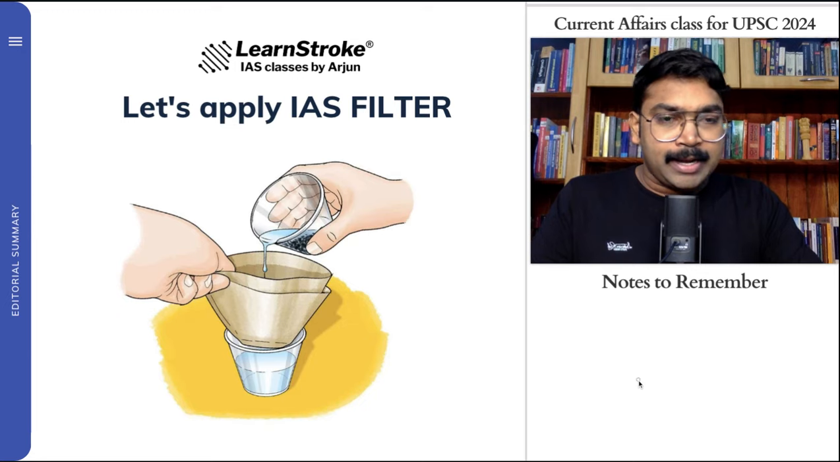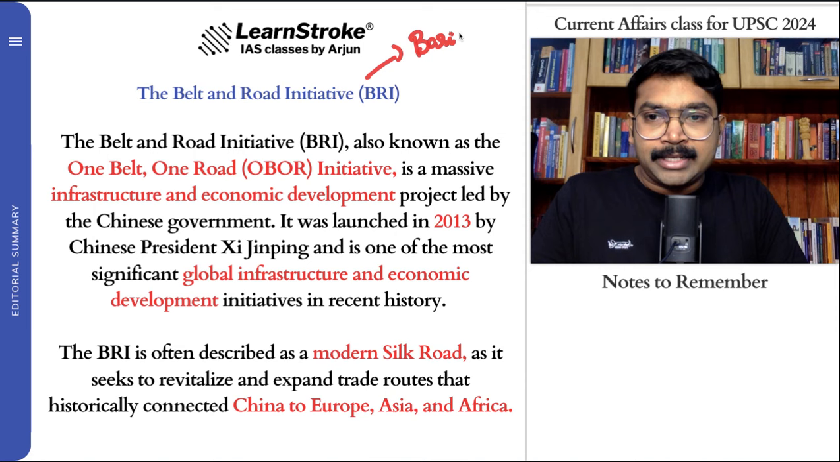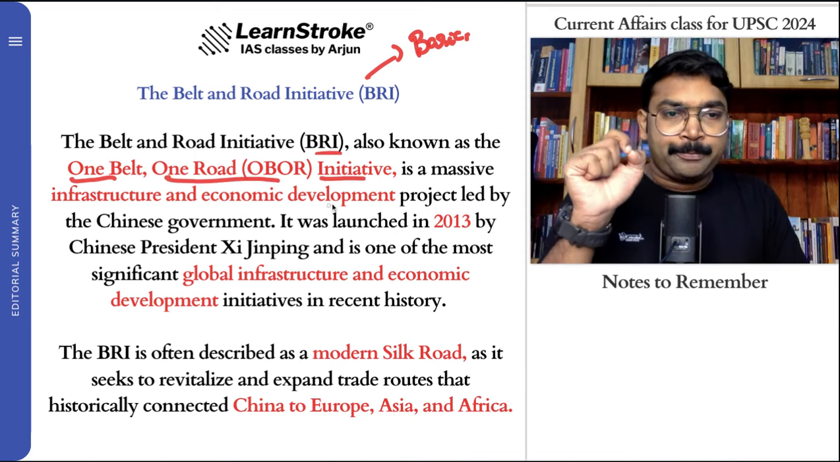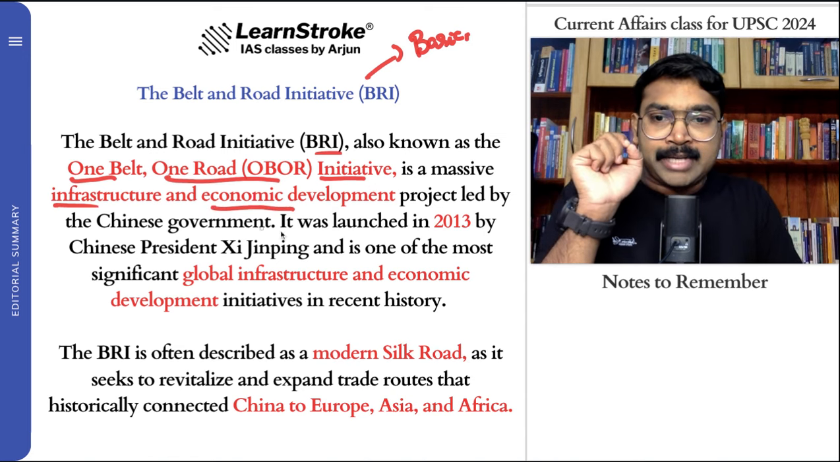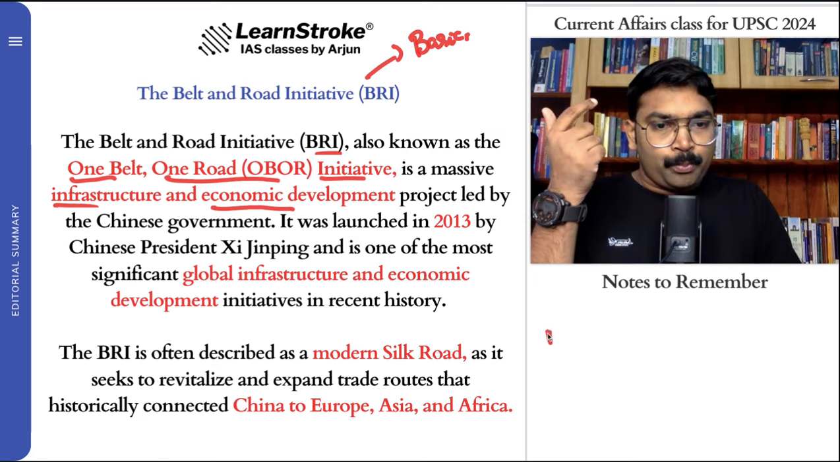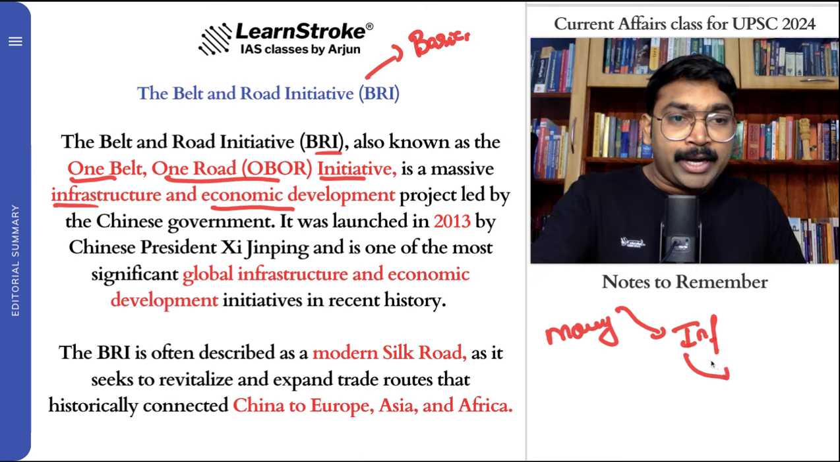So quickly apply the IS filter. I just gave an introduction on that. Let's get the basics. This is actually the basics. The BRI is also known as the One Belt, One Road Initiative, or OBOR, a massive infrastructure and economic development project led by the Chinese government. So as I said, pumping in more money. You pump in more money to create what? To create infrastructure, and whatever you want to create, you create that.